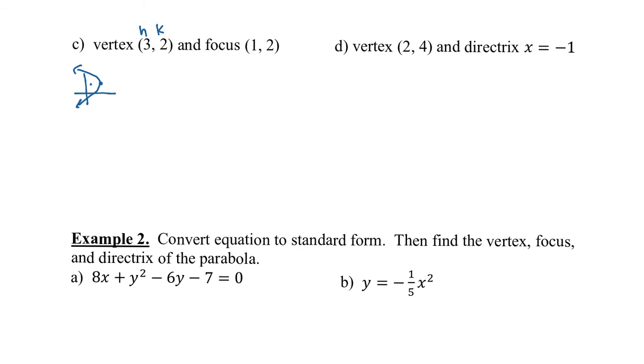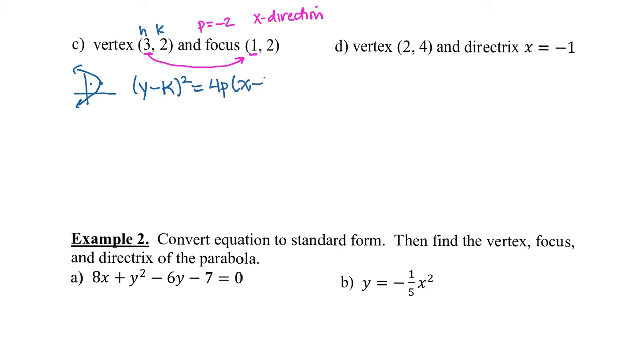If I'm going from the vertex to the focus, let's see what's changing. The x is changing. And if I go from 3 to 1, my p-value is -2. It is in the x direction. Even though it does not ask me, it's going to help me pick the correct equation. Okay, now if it's opening in the horizontal direction, then the y is going to be the squared part.